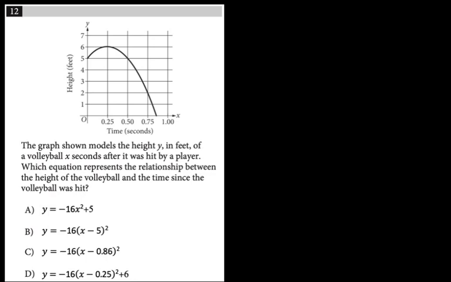For these sorts of problems, I like to find the vertex. The vertex is that turning point, the maximum or the minimum. This is occurring at 0.25, 6. So our vertex is 0.25, 6. And then it comes down to what do we know about quadratics?